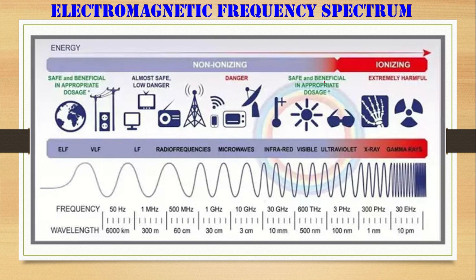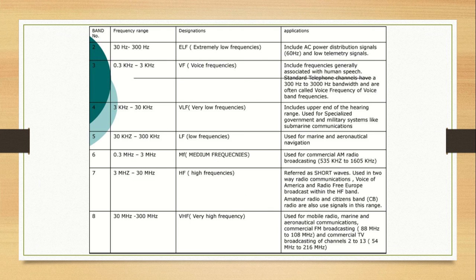Then we have here safe and beneficial in appropriate dosage for sunlight. No? Sunlight, we have visible light. Then infrared here, 30 gigahertz. Then we have here ultraviolet. Then we have the X-ray, and then we have the gamma rays. So this is already very harmful, extremely harmful, this part here. Okay, so this is another way to look at the electromagnetic frequency spectrum. This has more details than the other chart.